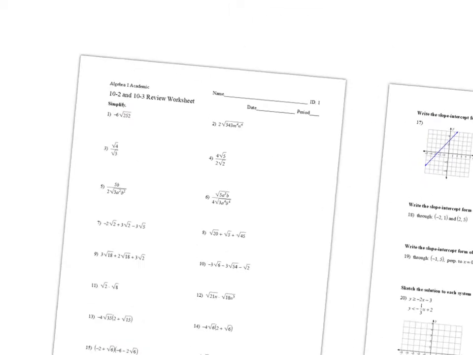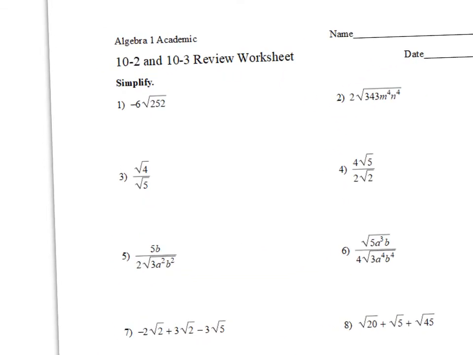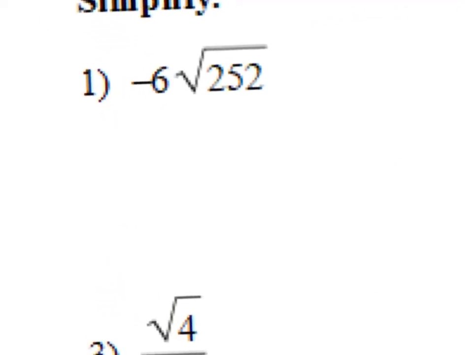Okay, this is going to be the answer key for the 10-2, 10-3 review worksheet. Okay, so on this one, we're going to go ahead and break down the 252. They're even, so I know a 2 will go into it. So I'll get 2 and 126.